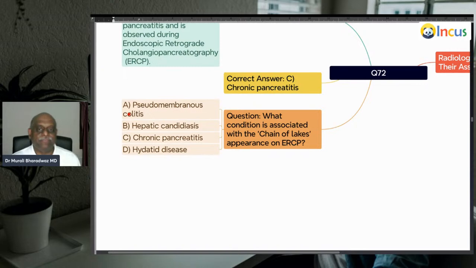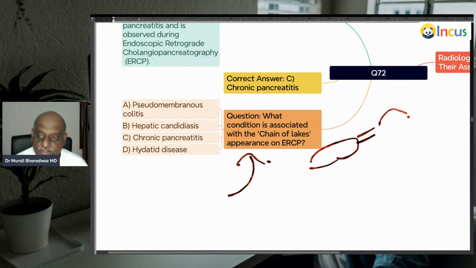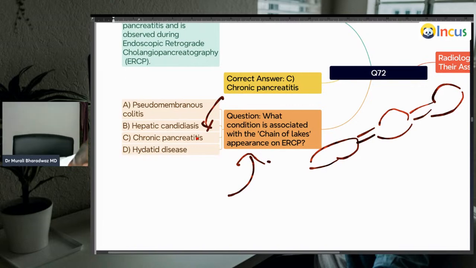What condition is associated with the chain of lakes appearance, where there's stricturing and dilatation? It is typically seen in chronic pancreatitis.